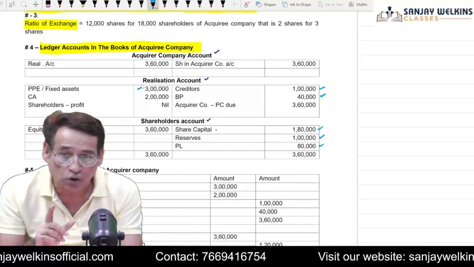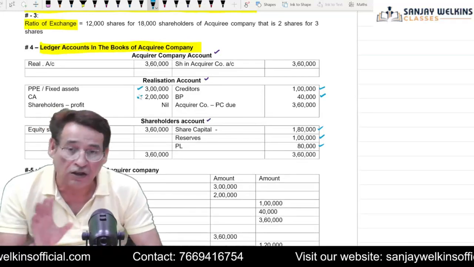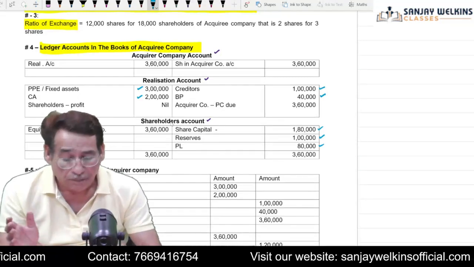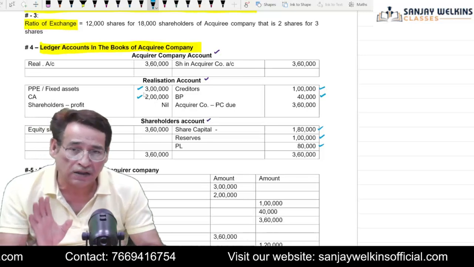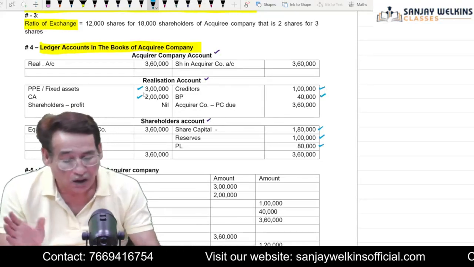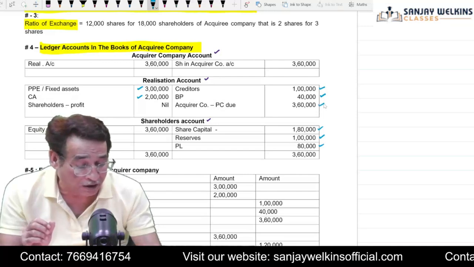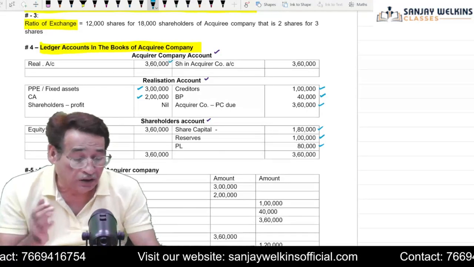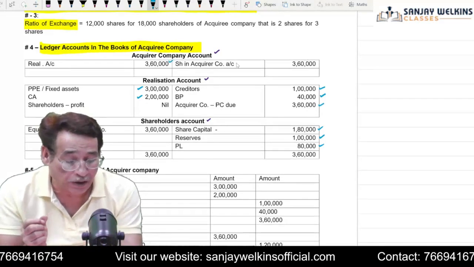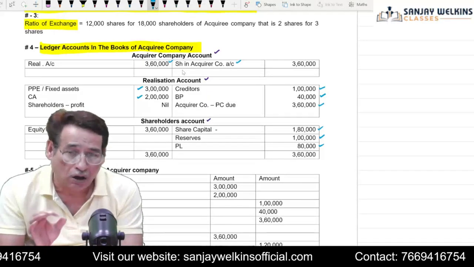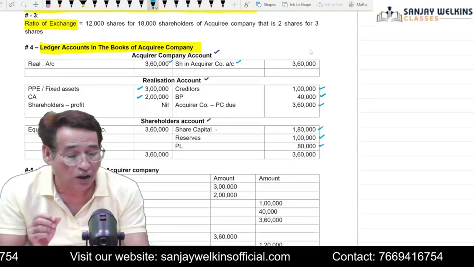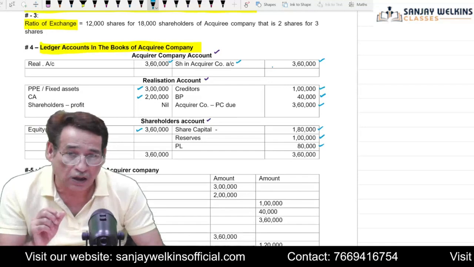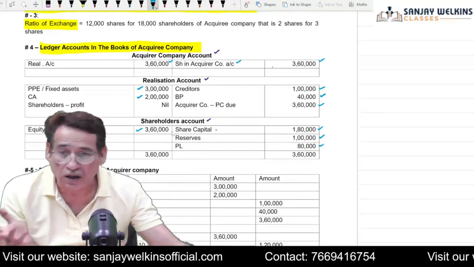On the asset side, there are 2 assets, property, plant and equipment and current asset. In this question, there is no cash balance, so I refrained from preparing the cash account. On the asset side, there are only 2 assets, so the asset side is also closed. Now I am going to write here by acquirer company, purchase consideration due. I will cross this item here and then I will receive the payment. This time the entire payment will be received by way of shares. So we are going to write on the credit side shares in acquirer company account 3,60,000. Now this amount will be posted to the debit side of shareholders account. And now you can see the shareholders account is already getting tallied.